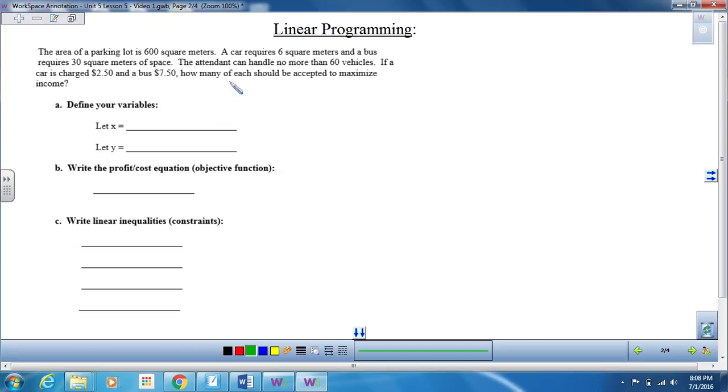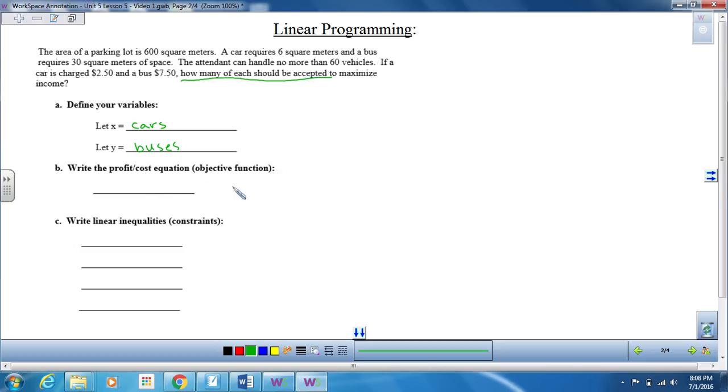Okay, so just like with other word problems, we can tell what our variables need to be by the question. So how many of each should be accepted? So each what? We're talking about type of car or type of vehicle. So let's say that X equals the cars and Y equals the number of buses.